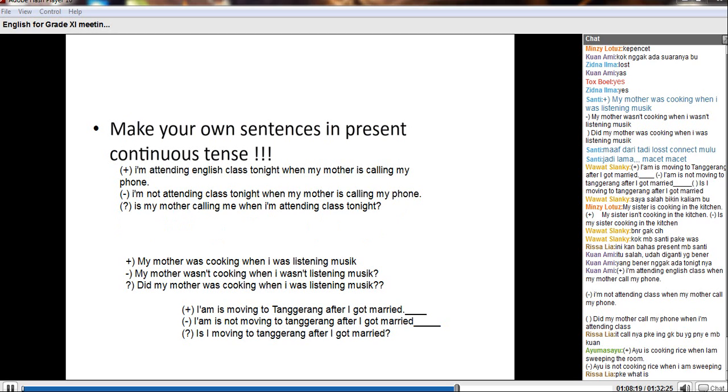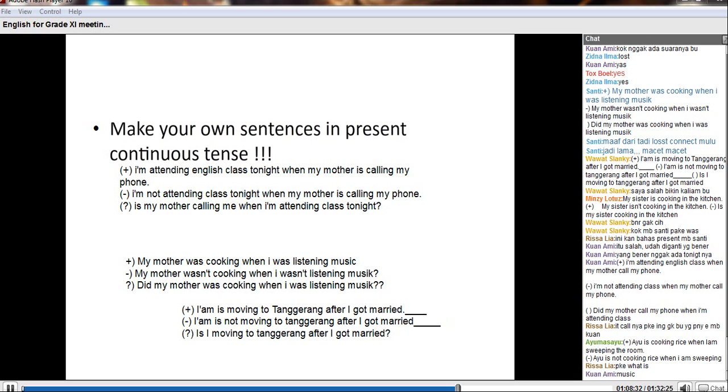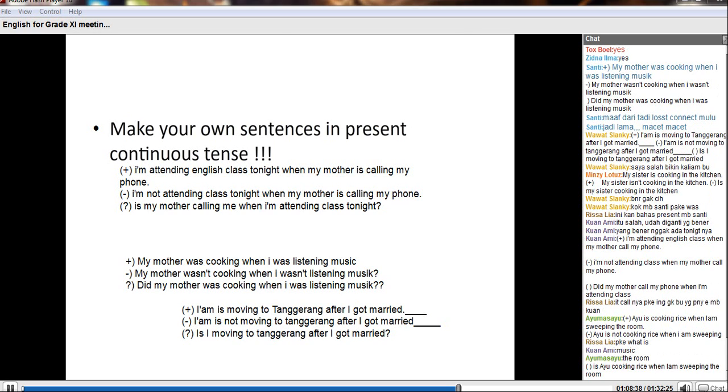Coba perhatikan yang ini. My mother was cooking when I was listening music. My mother was not cooking when I... Okay. Nah, ini yang sering terjadi. Sudah ada did, ada was. Ya. Harusnya was my mother cooking when I was listening music. Ya.